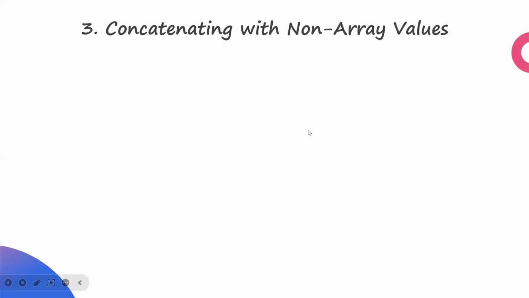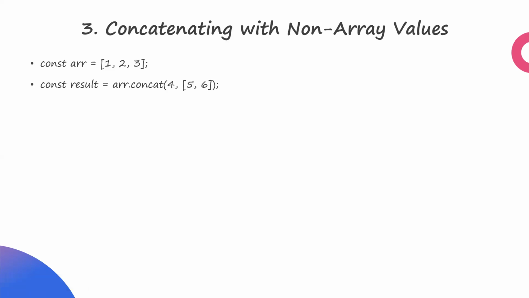All right. So you can concatenate with non-array values. I've just shown you that, where we have 11, 12, 13, 14. So you can also do this. Here, this 4 is not an array, but this 5, 6 is an array. And you can concatenate them and they also work.